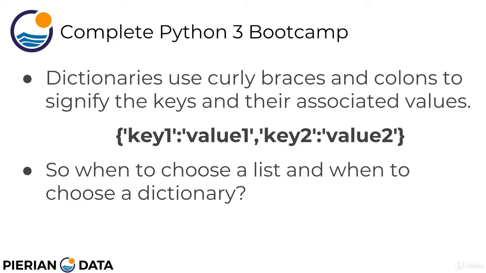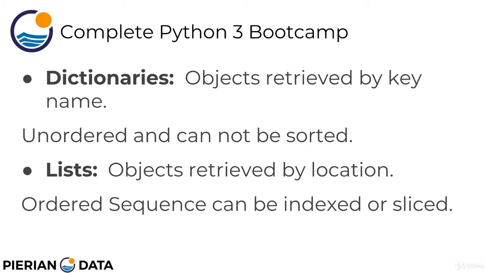key value pair. Now the question always arises, when do we choose a list, and when do we choose a dictionary? Well, dictionaries have objects retrieved by a key name. And dictionaries are unordered and cannot be sorted. So a good time to use a dictionary would be when you want to quickly retrieve a value without needing to know its exact index location. Now that's a really nice feature of a dictionary, the fact that you don't need to know where something is in the actual dictionary to call it, you just need to know the key value pair.